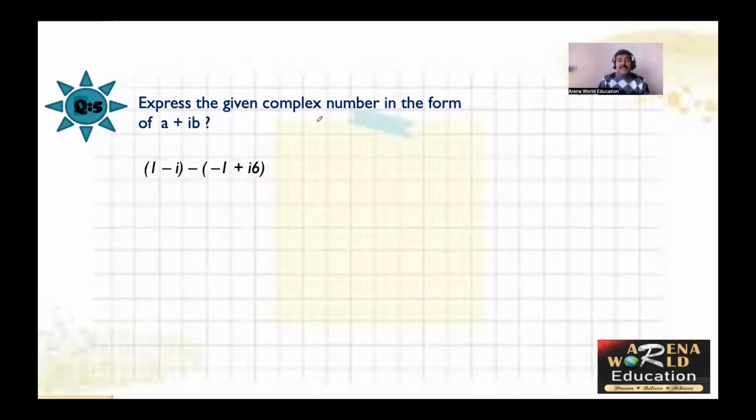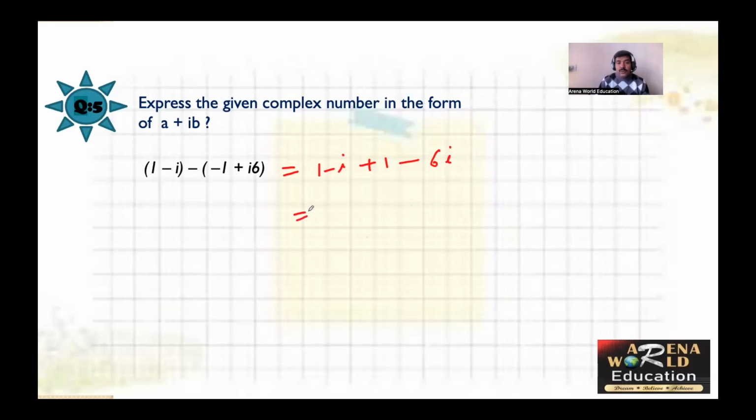Express the given complex number in the form of a plus iota b, just like the previous question. So what will be the first step? 1 minus iota, this will be as it is. Now you have to be very, very careful. Outside the bracket, we are having a minus sign. It means it is minus 1, right? Outside the bracket. So minus 1 into minus 1, this will be what? This will be plus 1. And minus into plus, this will be minus, and this will be 1 into 6 iota, it is 6 iota.